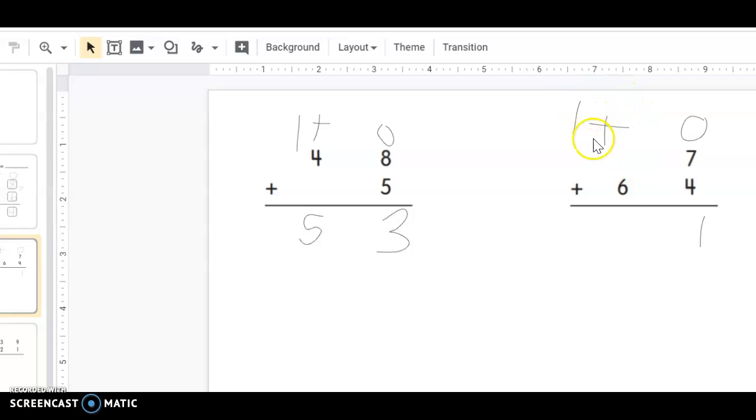So let's take a look. I have to add my 10s. What is 1 plus 6? Did you get 7? Awesome sauce.